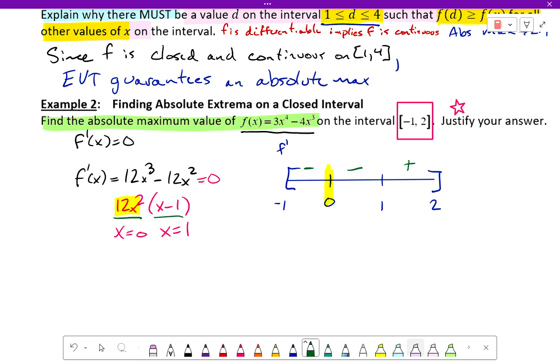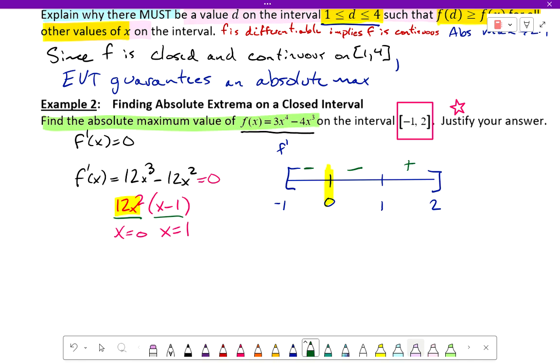Great. There's my sign chart. The question is, find the absolute maximum value. Where could an absolute maximum occur on this graph? Could it happen at 2?